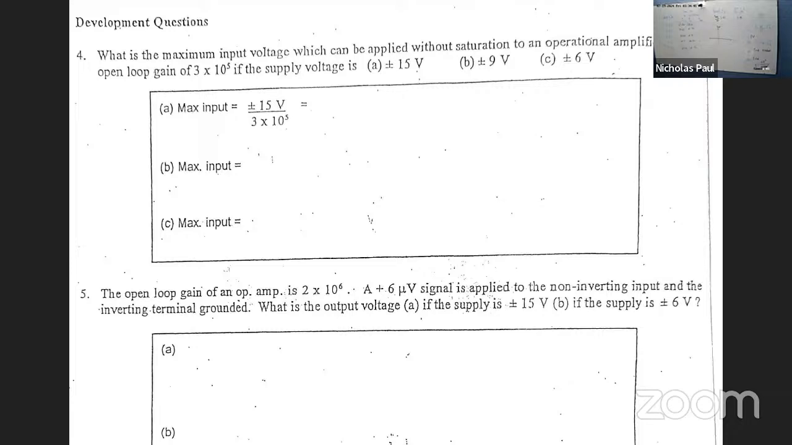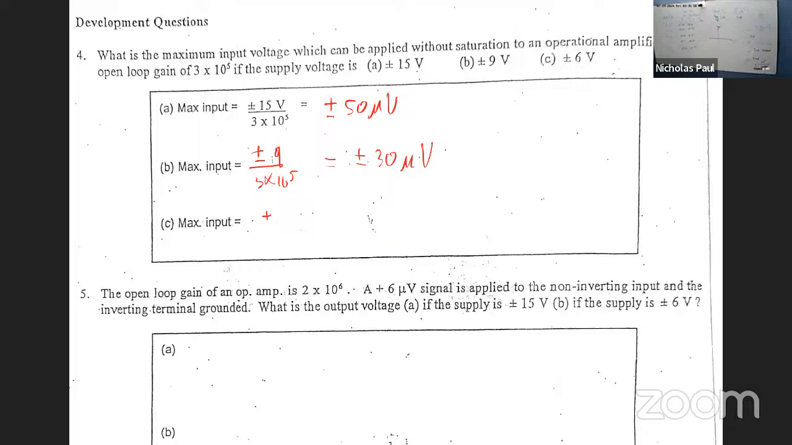Right, what do we have for the next one? The first one was how much again? It was 15 plus or minus 50 microvolts. Next one is plus and minus 9 over 3 by 10 to the 5. How much is that? 3 by 10 to the 5. Plus and minus 30, right? You already have it, and put in the answer like that, right?